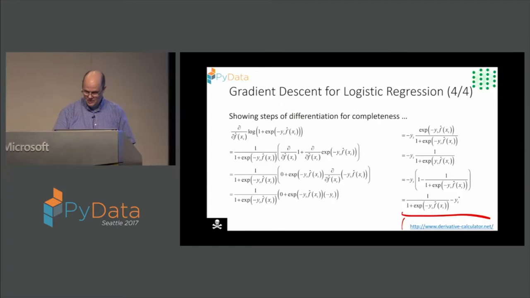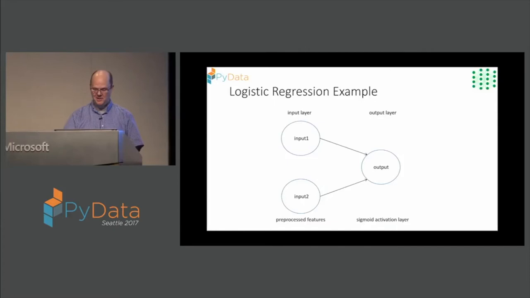So if I want to develop some new super cool loss function for my graduate work or something, then I can feed my loss function into something like derivativecalculator.net to find out what derivative I would use to update my weights.